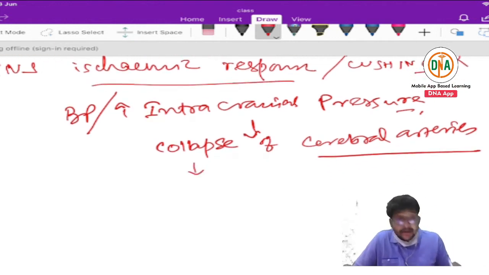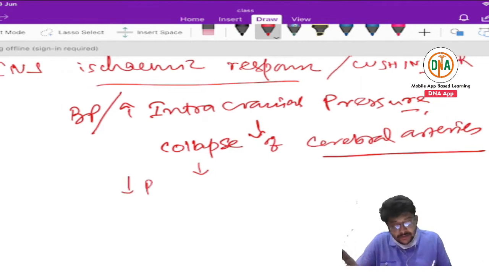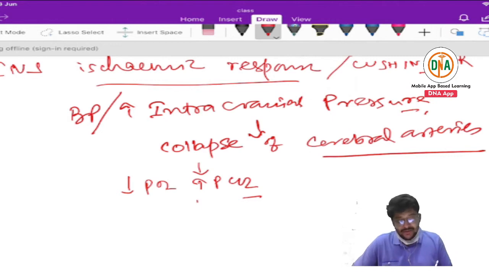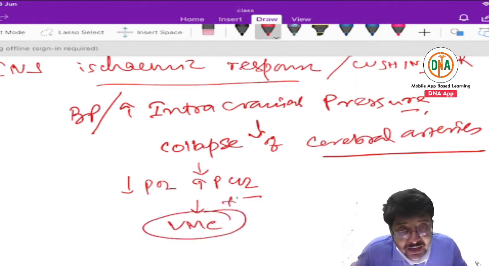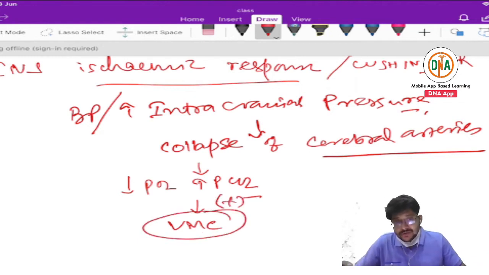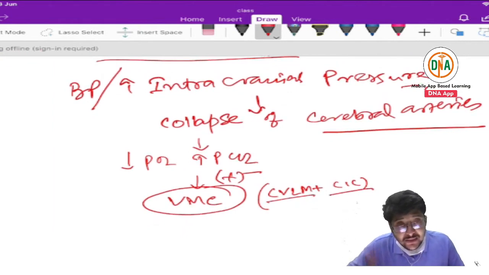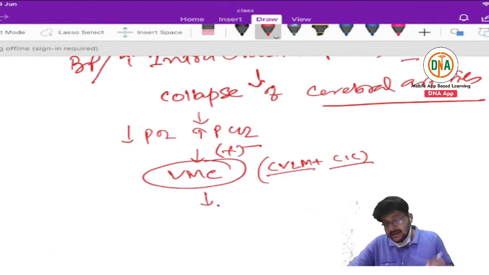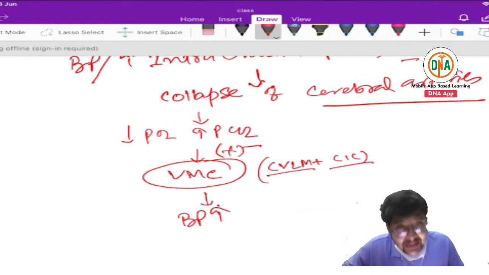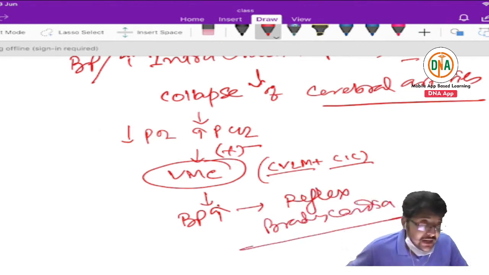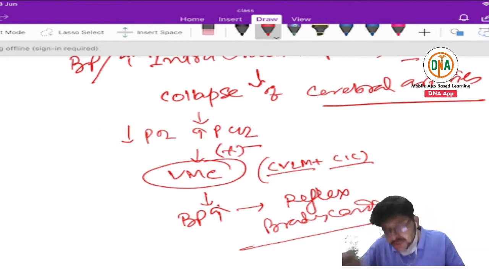Collapse of cerebral arteries definitely means less blood flow. Less blood flow means decreased PO2 and increased PCO2, hypoxia and hypercapnia. Decreased PO2 and increased PCO2 stimulate the vasomotor center. Vasomotor center is actually the conglomerate of CVLM plus CIC. When they are stimulated, they will lead to an increase in blood pressure. When blood pressure is increased, that will lead to reflex bradycardia. Try to understand, if pressure is increased, you need less heart rate to generate the same cardiac output, which will lead to Cushing triad.